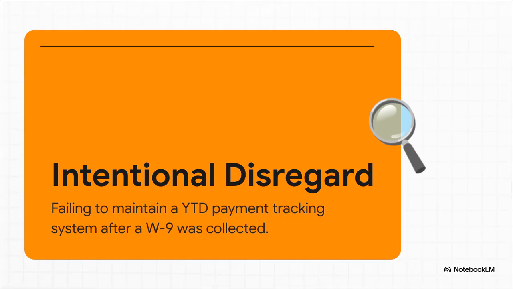And here's why that matters so much. A lot of people think intentional disregard means you actively tried to commit fraud. Not true. Usually the root cause here is simply failing to maintain a year-to-date contractor payment tracking system. So saying, "Oh, we didn't know we had to file," sounds like a totally innocent oversight, right? Well, it is a completely useless defense if you collected the W-9 but never bothered to maintain the tracker. Ignorance does not protect you here.